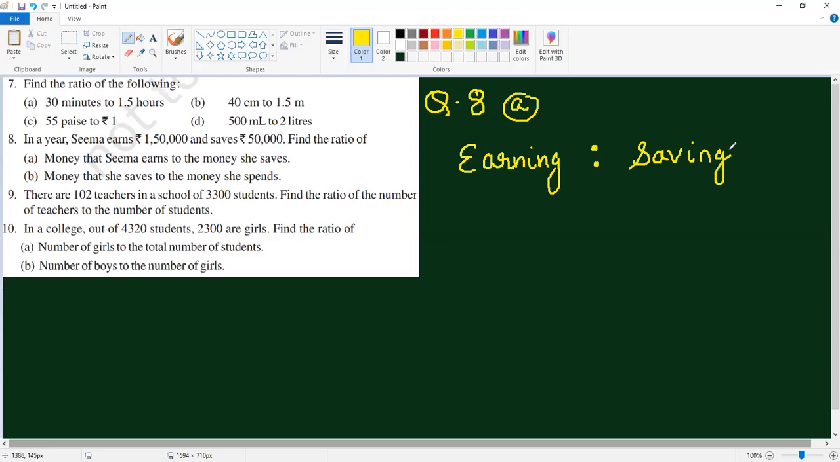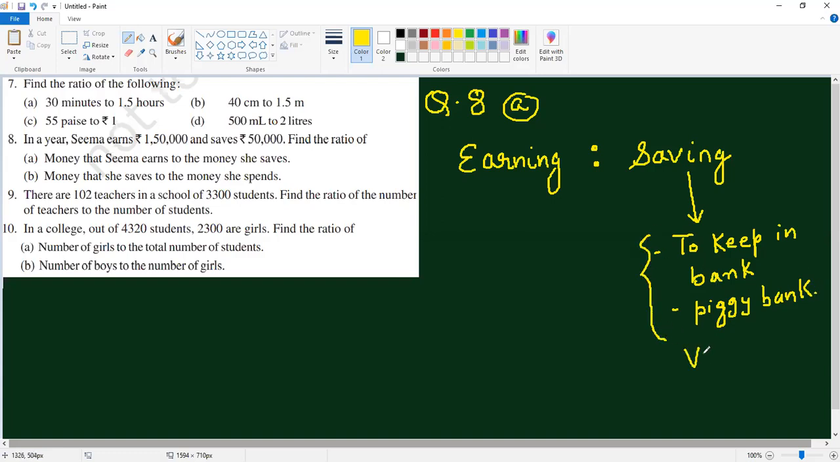Saving means what? Saving means to keep in bank, or to keep in piggy bank. Isn't it? This is saving. Very important for life. Okay.